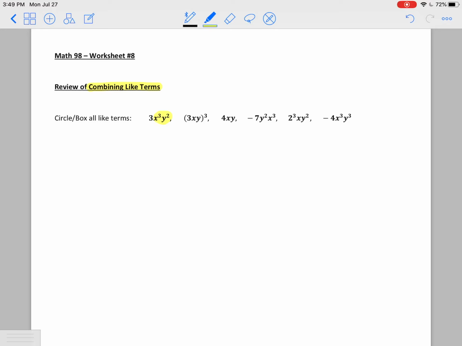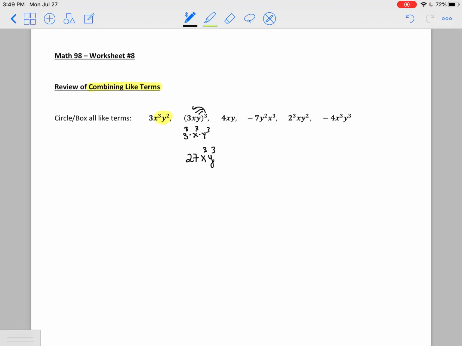We've got an x cubed y squared. Well, if we look next door, right now we can't really even tell what we have, because there's a parenthesis and an exponent around the 3xy. So we actually have to apply that power rule to everything inside here. We should do that first so that we know exactly what we're looking at. This is the same as 3 cubed times x cubed times y cubed. So this is going to give us 27x cubed y cubed.